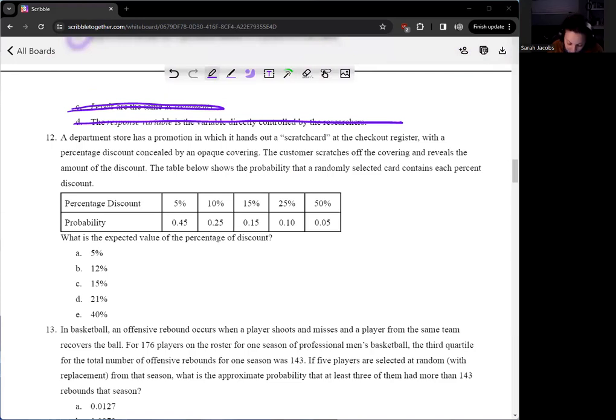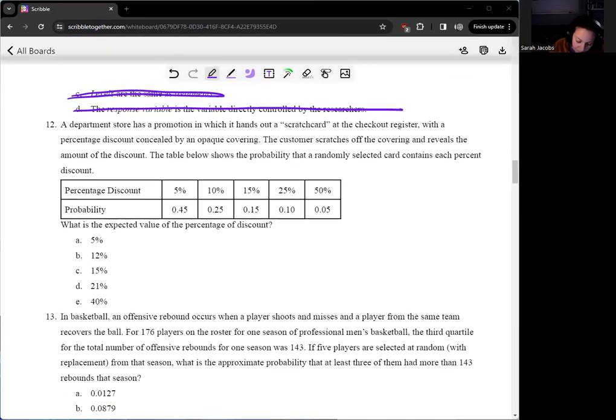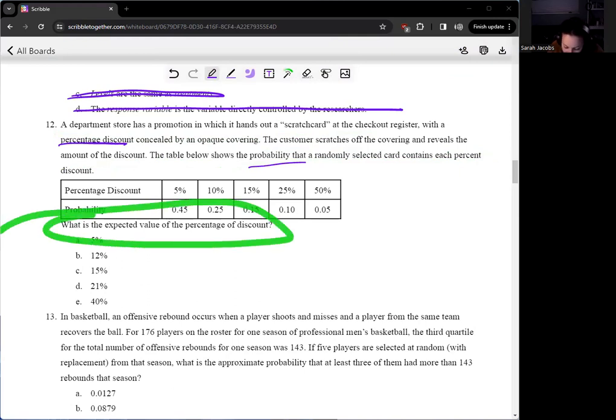More to go. 12. A department store has a promotion in which it hands out a scratch card at the checkout register, with a percentage discount concealed by an opaque covering. The customer scratches off the covering and reveals the amount of the discount. The table below shows the probability that a randomly selected card contains each percent discount. What is the expected value of the percentage of discount?